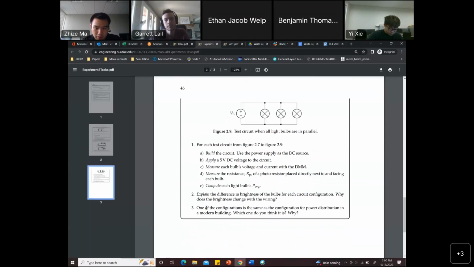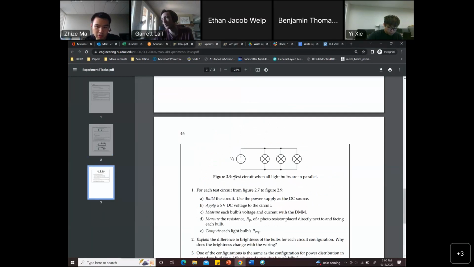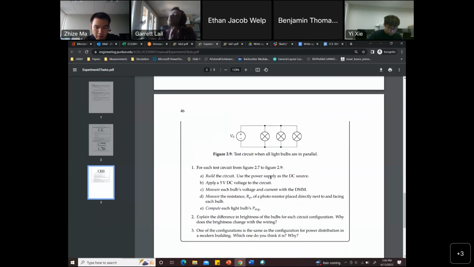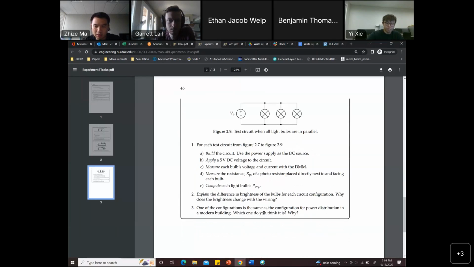All right, so for question number 2 and number 3, they just need to answer the question. The power distribution one is figure 2.9. They will have different reasons for this. They can say, for example, if one light bulb is broken, the other two still work, or in this case, the voltage is consistent for each light bulb. Either answer is fine as long as they have a reasonable answer for this.